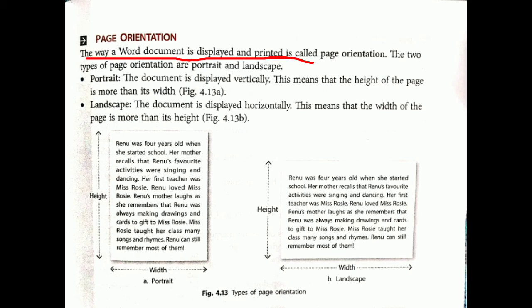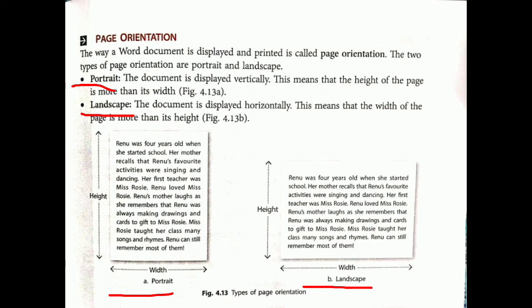Okay, page orientation means the way in which the document is being displayed and printed. And there are two types of page orientation. First one is portrait and second one is landscape. See figure 4.13, it shows the different types of page orientation. Figure A shows portrait view and figure B shows landscape view.